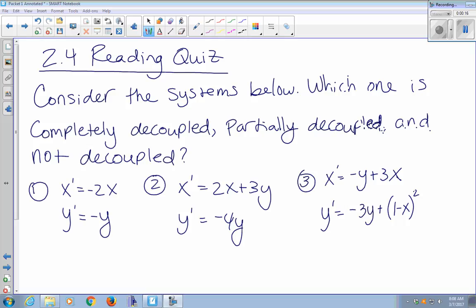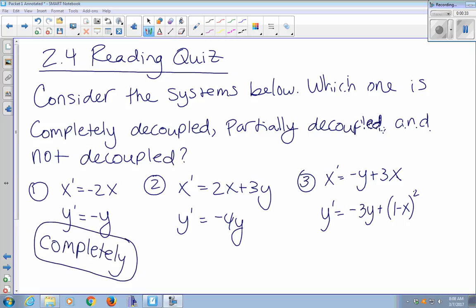So number one: partially decoupled, completely decoupled, or not decoupled? Completely, yeah, because the x prime only depends on the x and the y prime only depends on y. So this is completely decoupled.